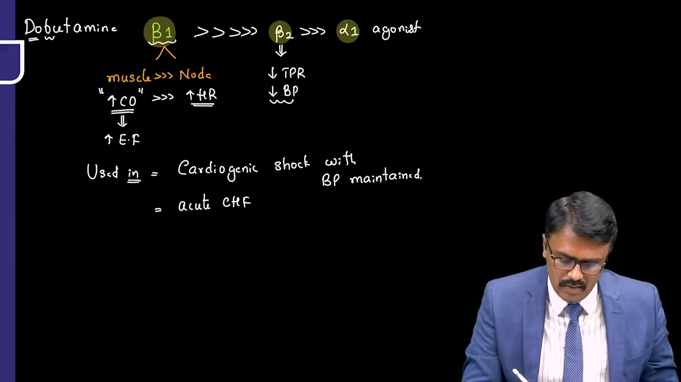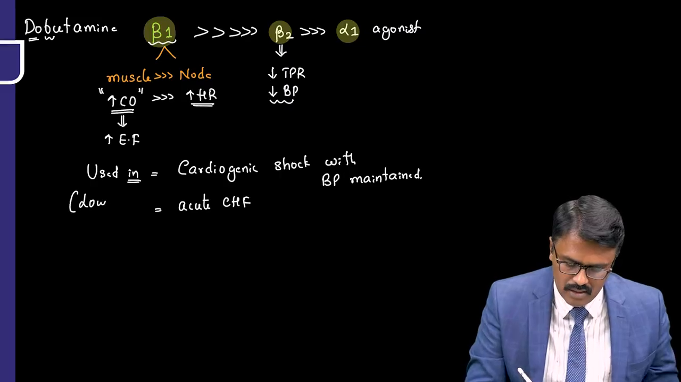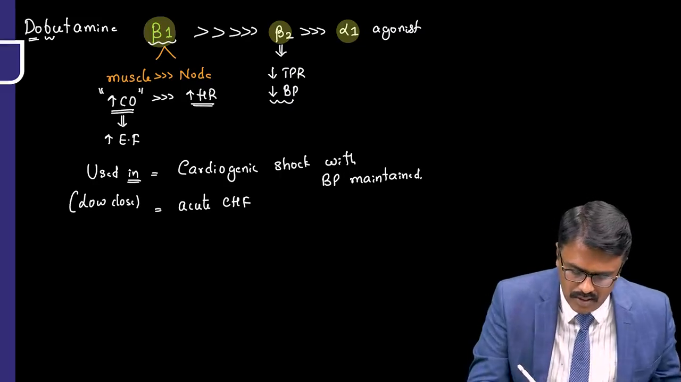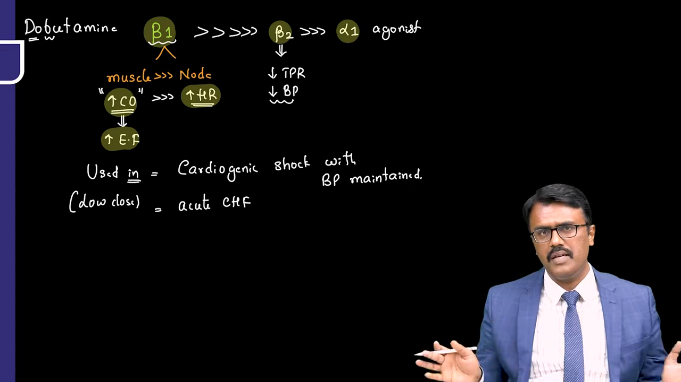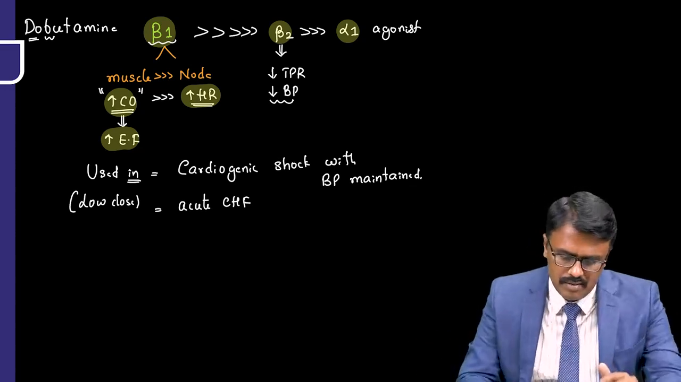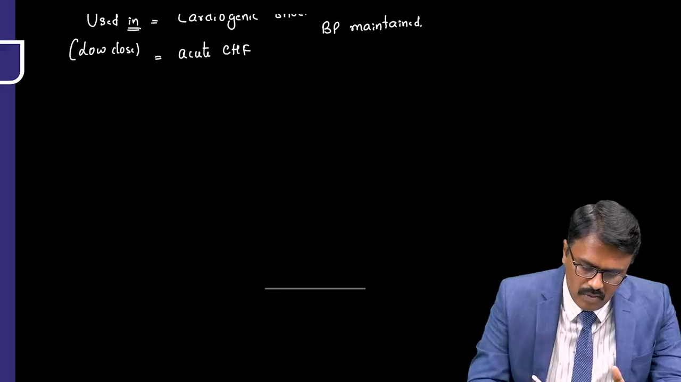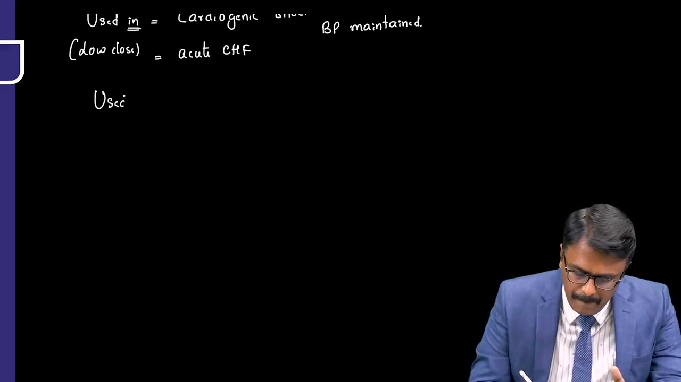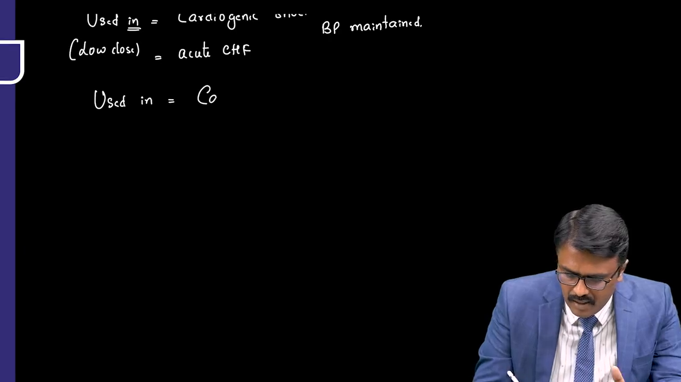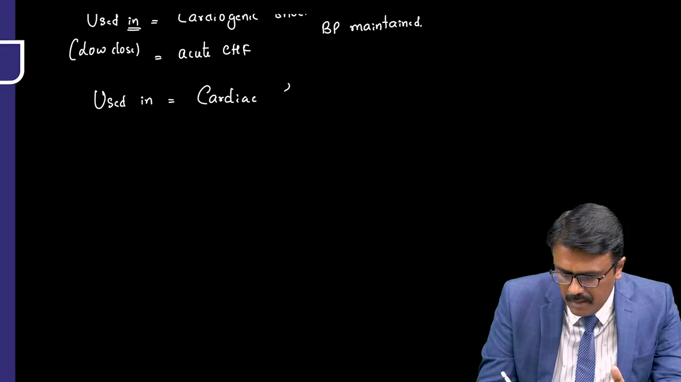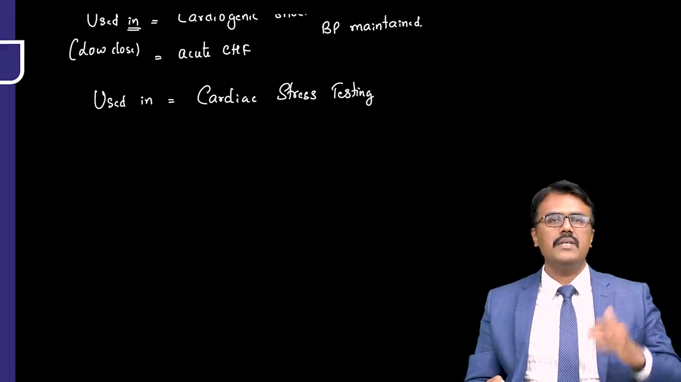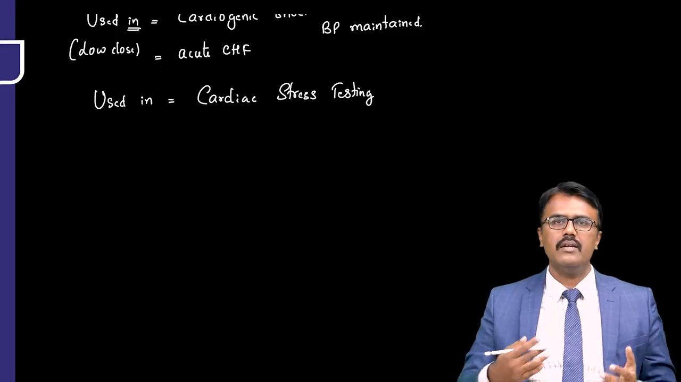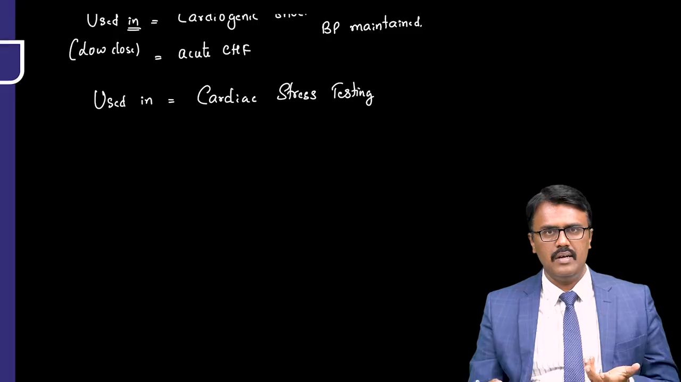Now this is what we use in low dose. It is known to cause increase in cardiac output and ejection fraction. It will not increase the heart rate, no problem. Tachycardia is not seen. But the same drug dobutamine is used in one more condition. It is used in cardiac stress testing. Usually what we do, we tell the patient to run on the treadmill. So when they run on the treadmill, we check the ejection fraction. Will it change or not?